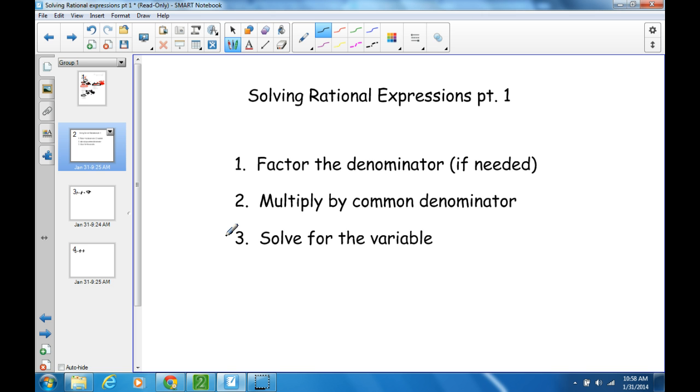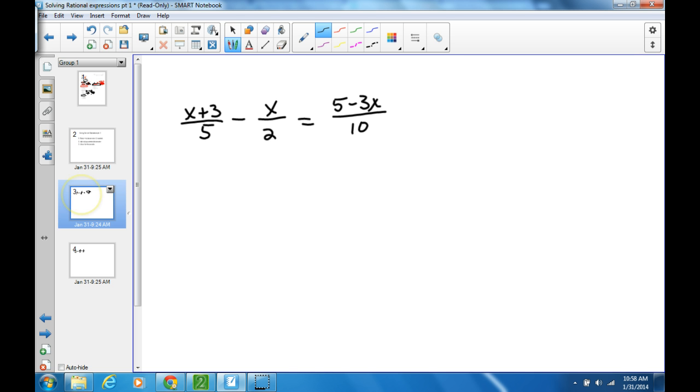So we'll have two examples following this method for today. Mondays will be a little bit more extensive. The first example is this. Notice that I have a 5, a 2, and a 10 on the denominator. What would be my common denominator?